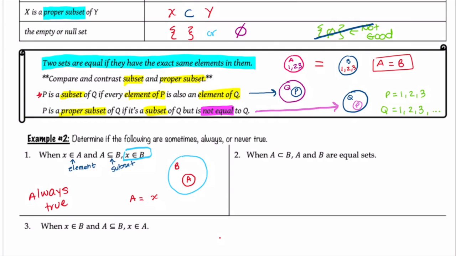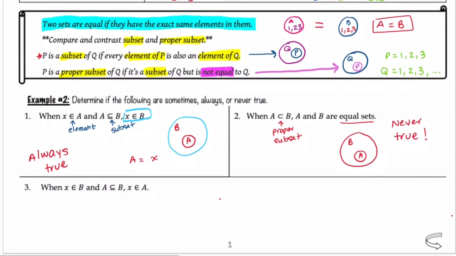For number 2, when A is a proper subset of B, A and B are equal sets. So we have B, and we have A here. A and B are equal sets. Impossible. That goes back to our definition of proper subset. So this is never true. Set A and set B are definitely not equal sets.